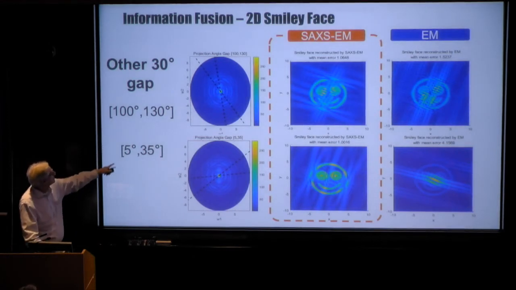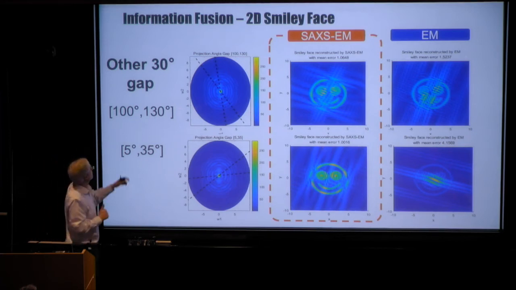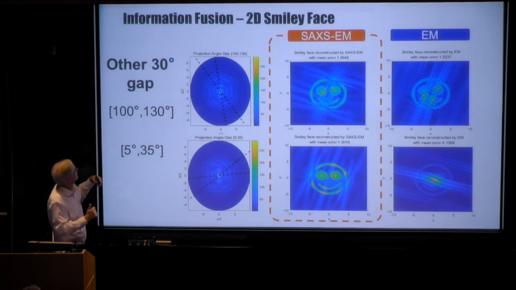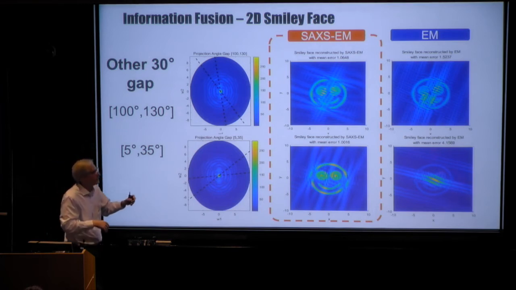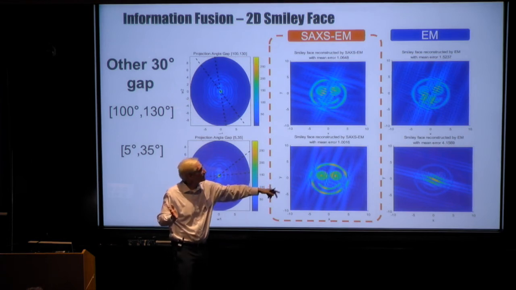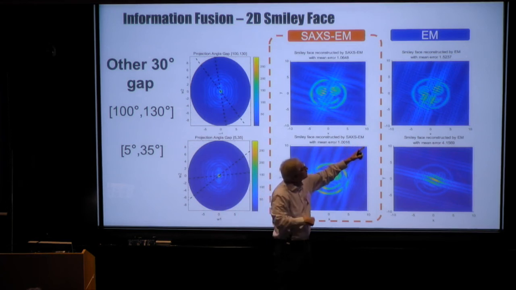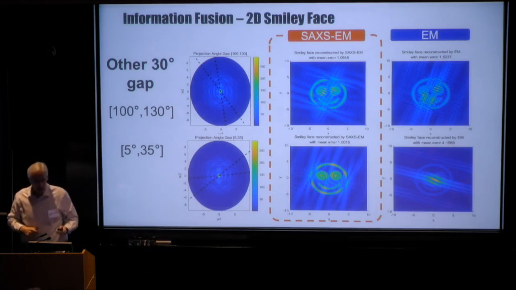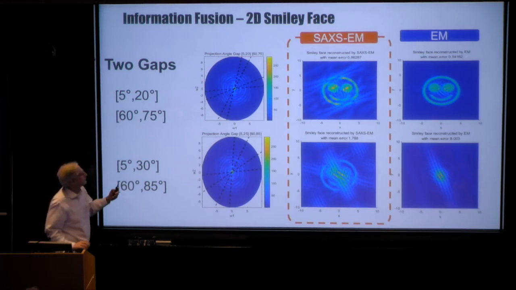Now, let's look at some other examples, okay? Here, we're missing these angular ranges as well as the other side of them, okay? So we're missing 30 degrees, so 60. We're missing 120, did I do that right? 60, yeah, 100. We're missing 120 degrees out of 360 here. If we try EM by itself, we don't get much, okay? If we do EM and Sachs, we get at least, you see, there's eyes, there's the boundary of the face, okay?